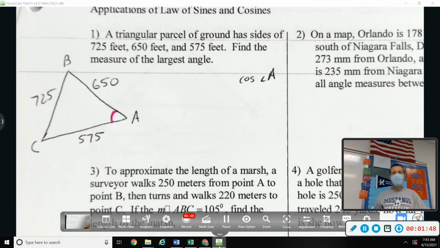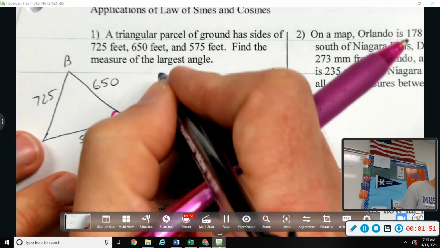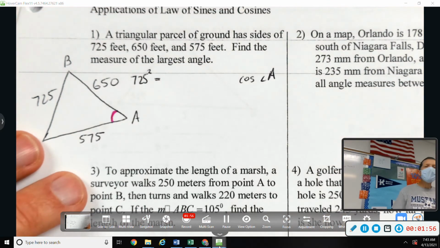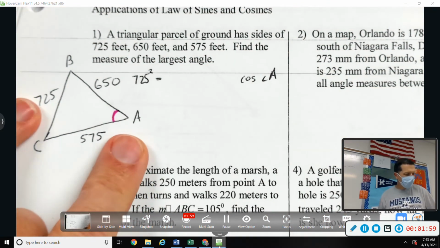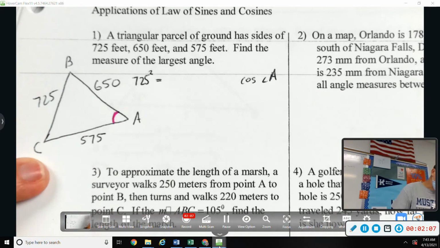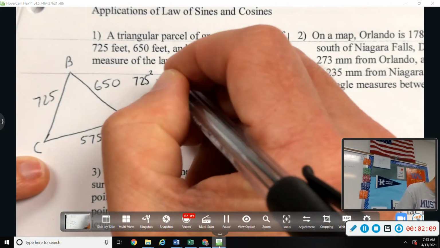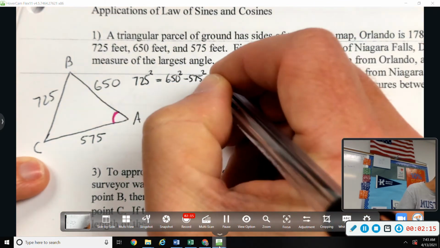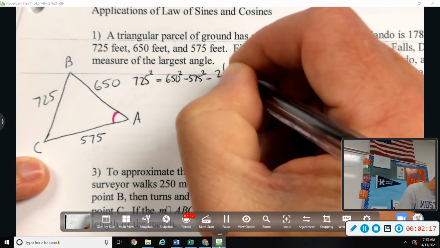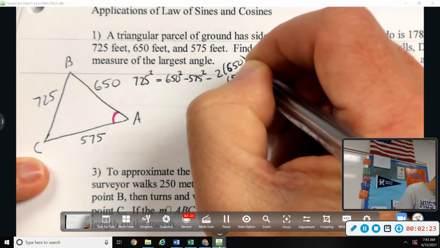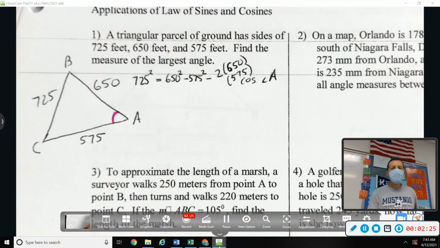So I want the formula that has cosine of A in it, which means I need A squared on the other side. Sides and angles are across from each other in the picture and across from each other in the formula. And I guess I really don't even need to label the other sides because I'm just using the other two in here. So 650 squared minus 575 squared minus, running out of space, 2 times 650 times 575 times cosine of A.